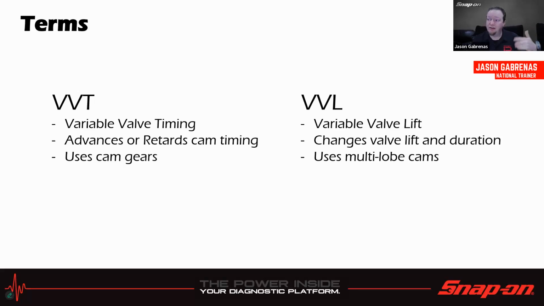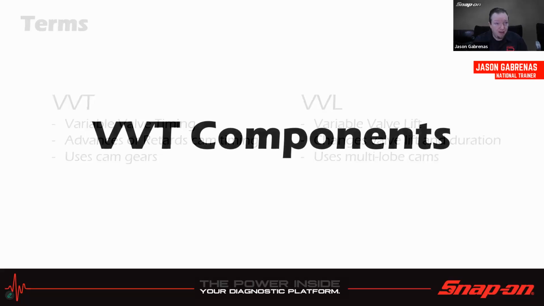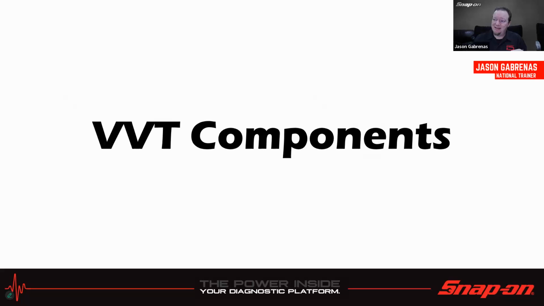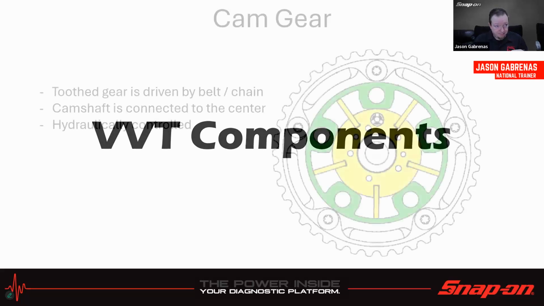And then variable valve lift is going to be VVL. So it changes valve lift and duration because you can have alternate cam profiles the way it works. It uses multi-lobe cams to get that done. And there's also other ways that we can get this done, as we'll see a little bit later on in the presentation. So let's talk first about VVT and their components.